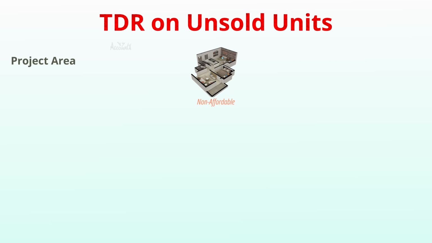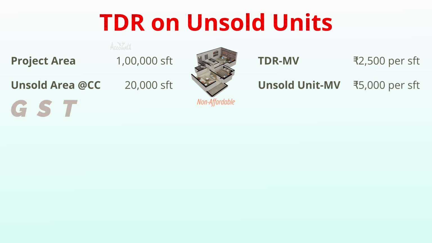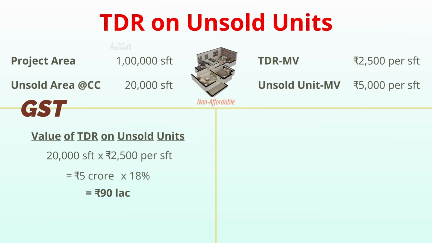Let's understand this with a simple scenario. Let's say you are into a residential apartments project, non-affordable. Total project area 1 lakh square feet. Unsold area at CC 20,000 square feet. Market value of TDR rupees 2.5k per square feet. Market value of unsold residential unit rupees 5k per square feet. Let's now compute GST. First, value of TDR for unsold units. 20,000 square feet multiplied by 2.5k, that is 5 crore. Rate of GST is 18%, so 90 lakh.